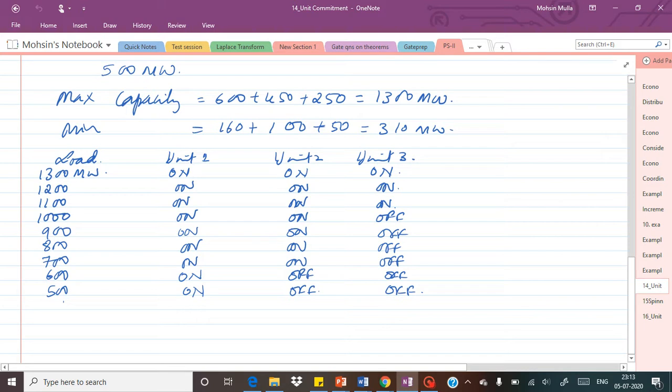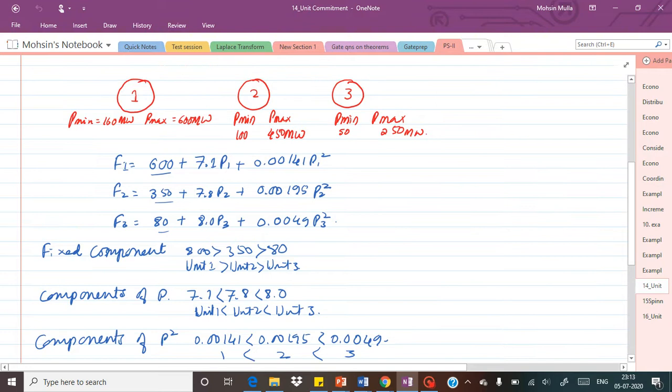Below 1000, unit 3 will be shut off. Up to 700, units 1 and 2 are operated. Then below 700 megawatt of load, only unit 1 is used to supply the power. So that is what we had seen. This was just based on the basic equations given, and from that we tried to obtain the fixed component, and depending upon the components of P and P square in general, we determined that combination.